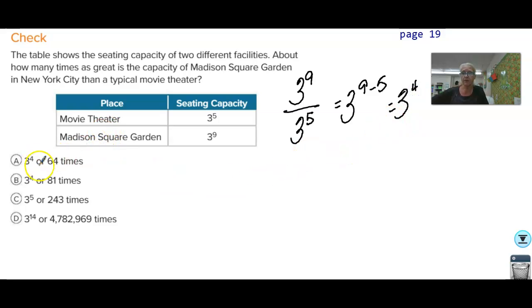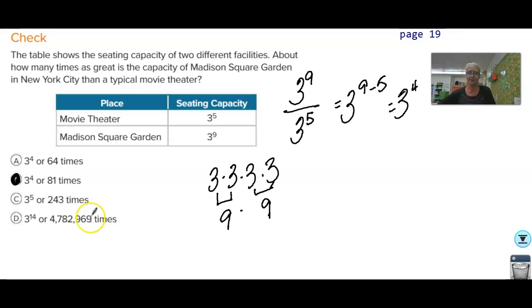All right, 3 to the 4th power, and now we know it's one of these two because these both say 3 to the 4th power, but is that 64 or 81? Well, think about it. 3 times 3 times 3 times 3. Isn't this equal to 9? And this is equal to 9. And 9 times 9 is 81. Perfect.